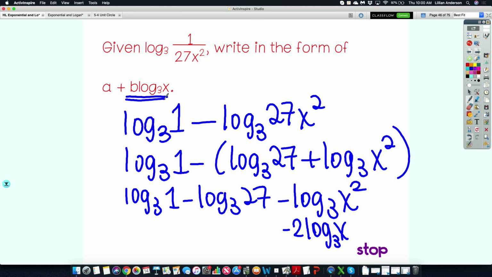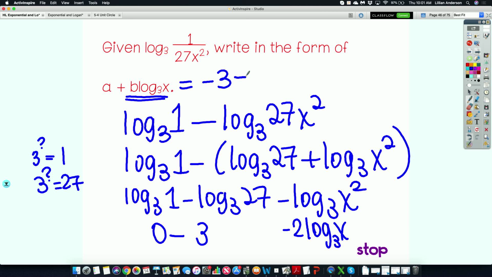These other 2 logs can actually be evaluated to give you the a that you need. Log base 3 of 1 is what? It is 0. Think about it. If I wrote it in exponential form, 3 to what power is going to give me 1? 0. What about log base 3 of 27? It is 3. 3 to what power gives you 27? And that is 3. So this expression, log base 3 of 1 over 27x squared, when written in the form of a plus b log base 3 of x, is negative 3 minus 2 log base 3 of x.